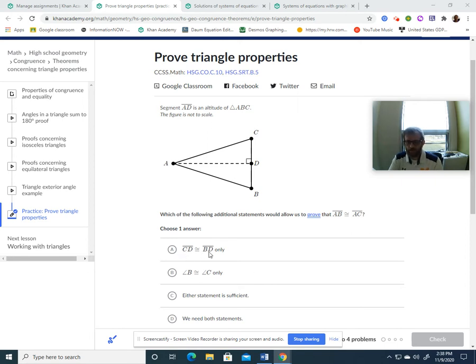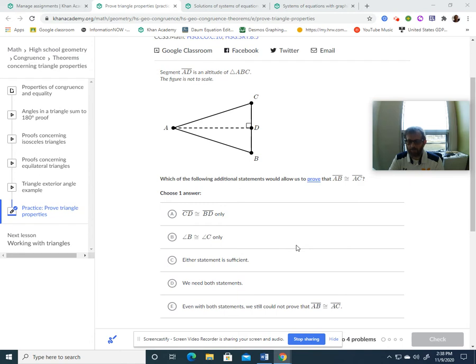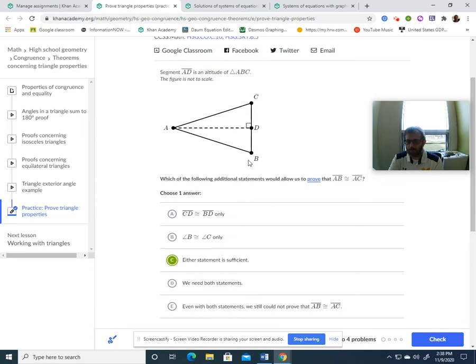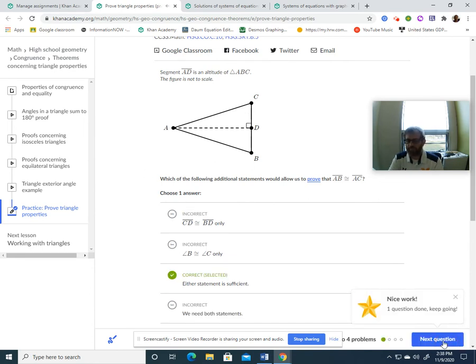CD is congruent to BD. That would definitely help. CD being congruent to BD would give us exactly what I said just a second ago, side, angle, side. Angle B is congruent to angle C. Well, that also would work. Now, I don't think you need both statements, but either statement is sufficient. If you got one or the other, that would give us all we need.